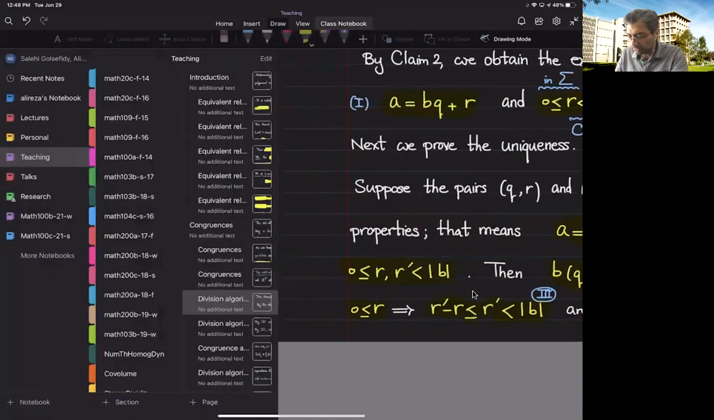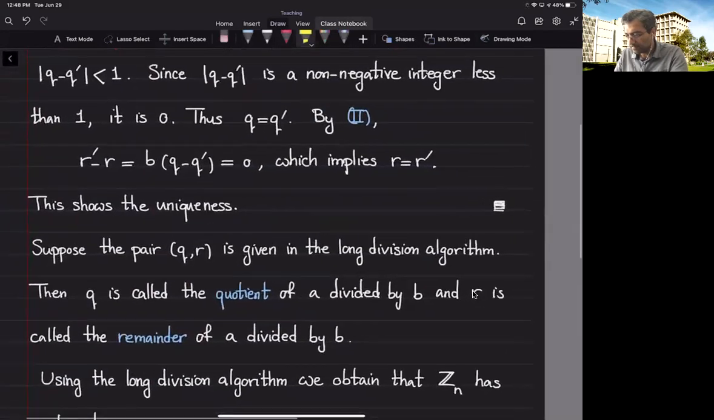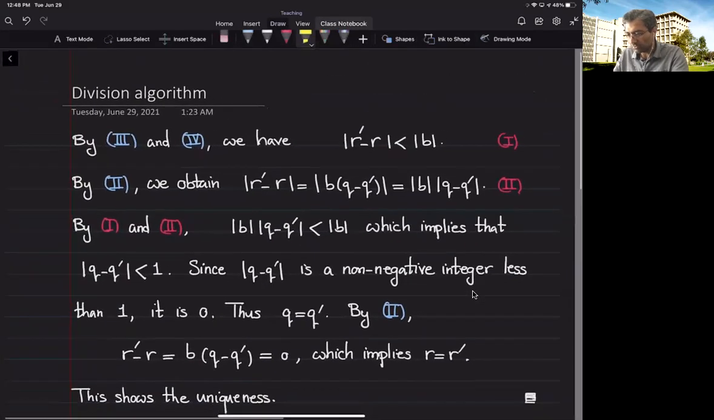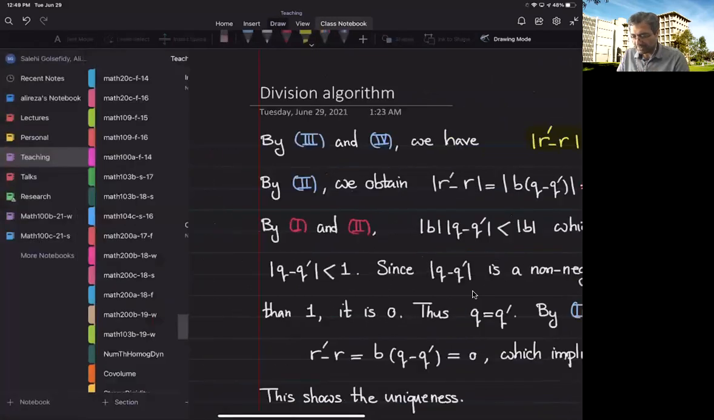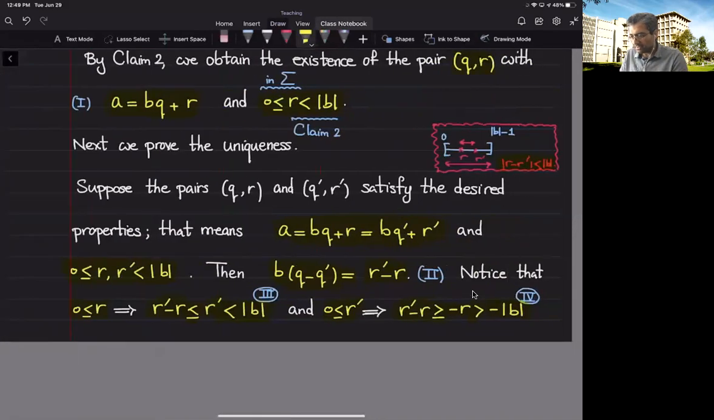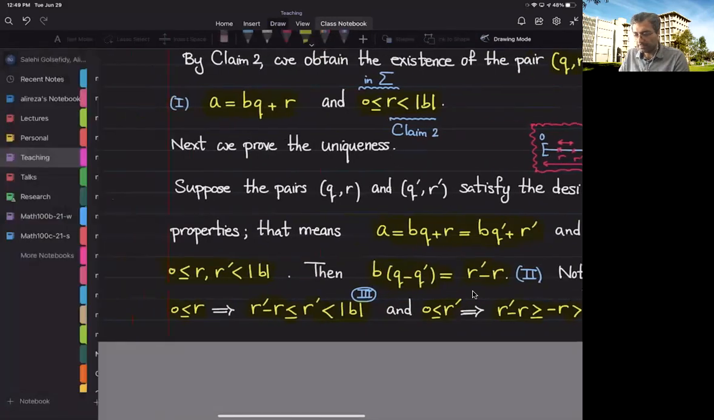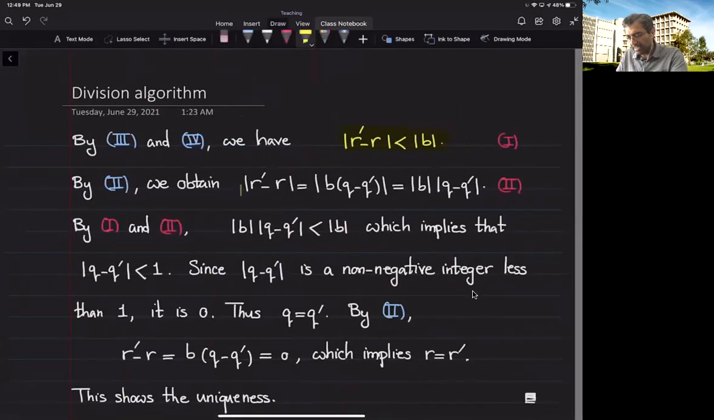Okay, let's write it. So altogether, we deduce that absolute value of R prime minus R is strictly less than absolute value of B. But why did we do that? Because we knew that this difference is a multiple of B. But how can that be? I have a non-negative integer, which is a multiple of B, which is a multiple of absolute value of B, but at the same time, it is strictly less than absolute value of B.